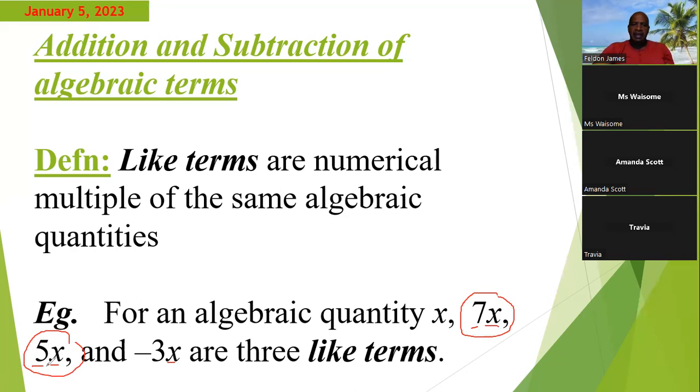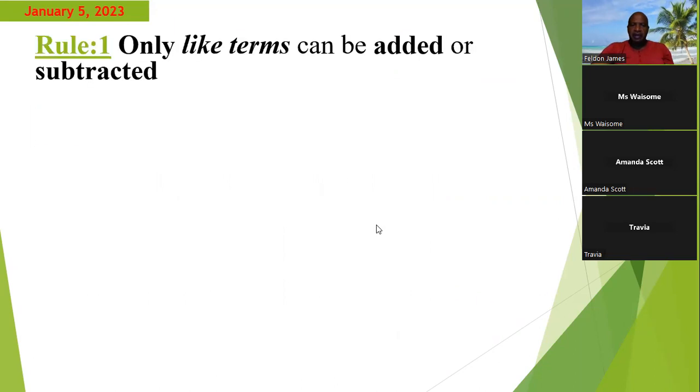And because they're just multiples of the same algebraic term or the same unknown, or if you want to say the same variable, we say that the terms are like terms. Once the variable x is the same for all of them, then they are like terms. So that's just another perspective on like terms. All right, now in adding terms, only like terms can be added or subtracted.